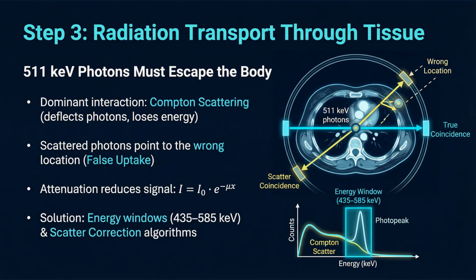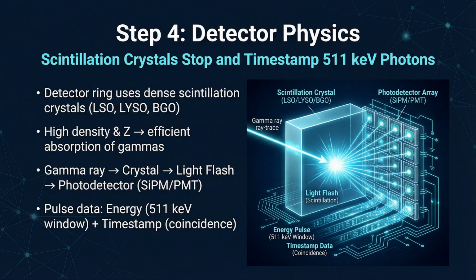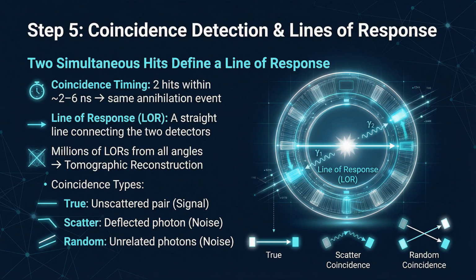So how do we detect the photons? Detector physics. The scanner is a ring of detectors designed to stop 511 kiloelectron volt gammas efficiently and timestamp them precisely. Most systems use dense scintillation crystals, materials chosen for high density and high atomic number, so 511 kiloelectron volt photons interact quickly. A gamma interaction deposits energy. The crystal produces a fast flash of light, and photodetectors, PMTs historically, increasingly silicon photomultipliers, convert that light into an electronic pulse with a measured energy and time.